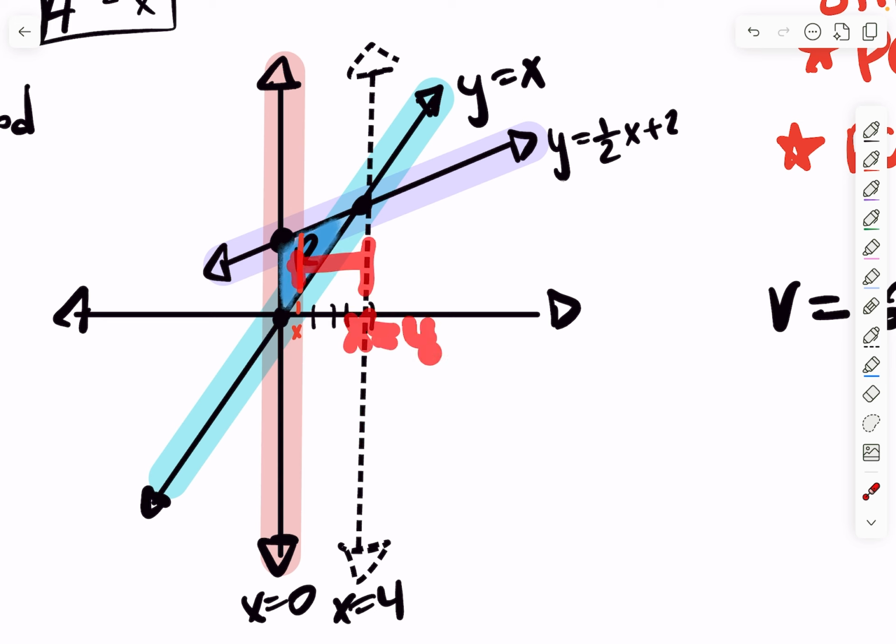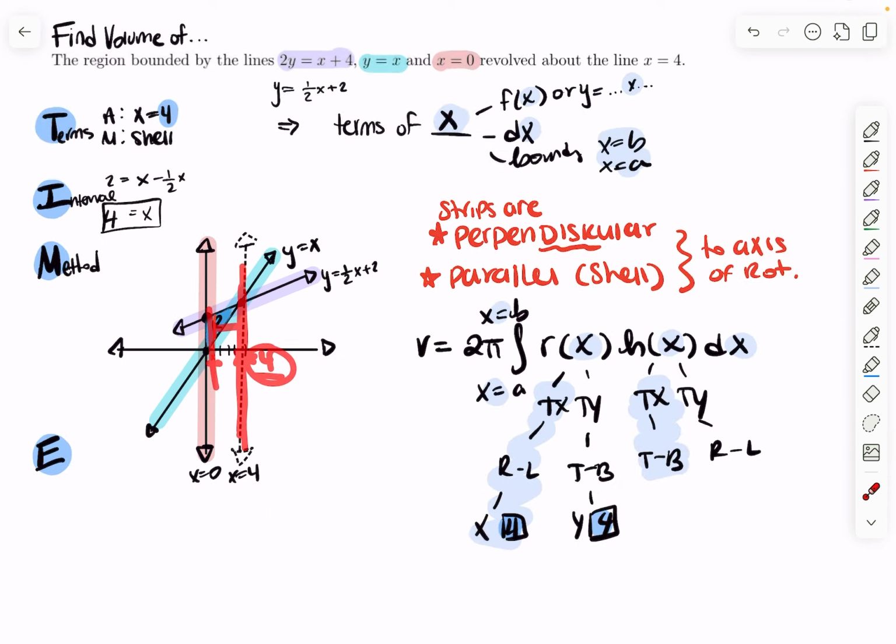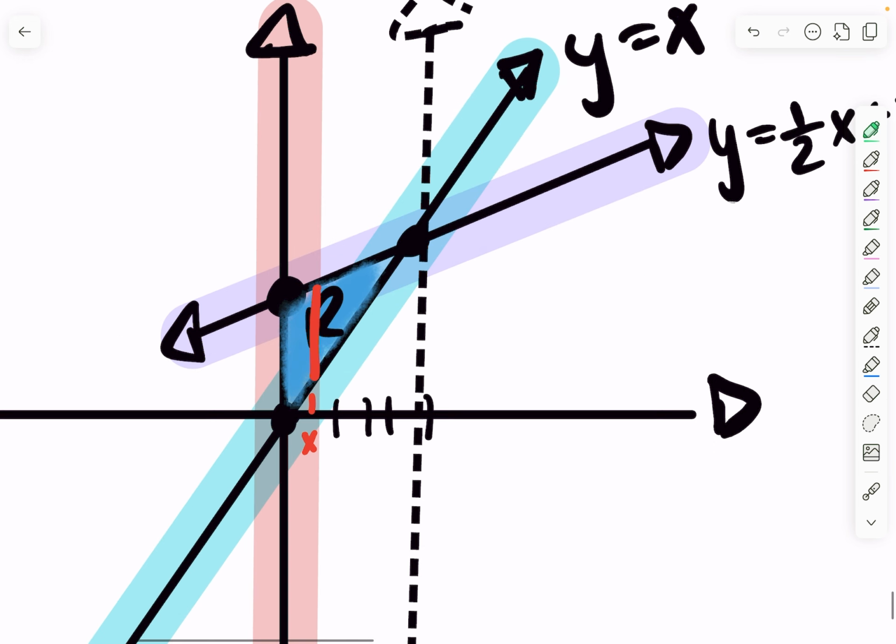And so here, this is x is equal to 4. So we have 4 minus x. So in other words, 4 is the rightmost and x is on the left. So it ended up being true that we're doing right minus left, and it's 4 that's in the right, and so minus left, which is x. So our radius is going to be equal to 4 minus x. Again, it's the distance from the axis of rotation to this strip.